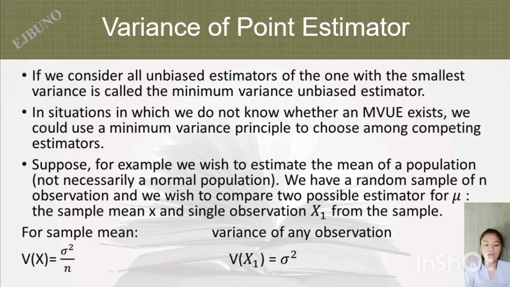So, for the sample mean, the variance is equal to sigma squared over n, while the variance of any single observation is sigma squared only. So, when n is greater than or equal to 2, the variance of the sample mean will be less than the variance of the single observation.